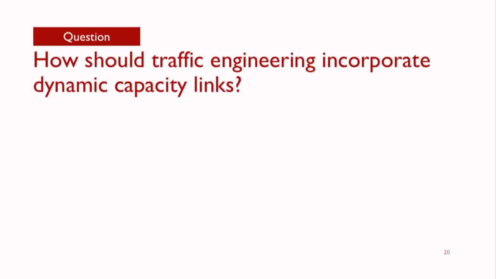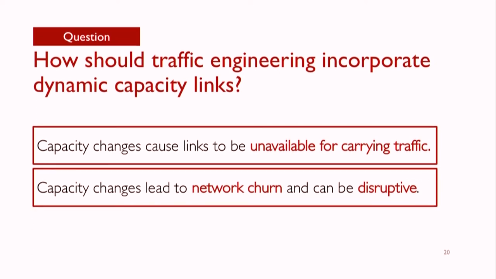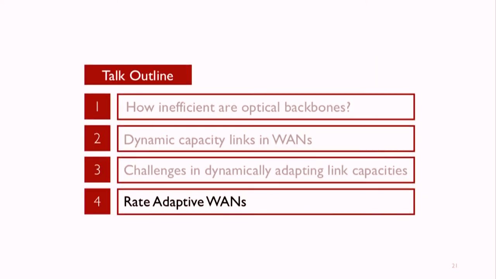There are two reasons why traffic engineering needs to change in the dynamic capacity landscape. The first is inspired from the hardware challenge I just spoke about. If capacity changes cause links to be unavailable for carrying traffic, TE needs to be aware of this. The second reason why traffic engineering needs to be redone is it leads to network churn every time we turn a link off to adapt its capacity and then bring it back up. So these are the two key challenges that TE needs to think of while it assigns flows in the network in the presence of dynamic capacity links. And this brings me to the final part of the talk where I'm going to describe to you how we solve these challenges with rate adaptive wide area networks.